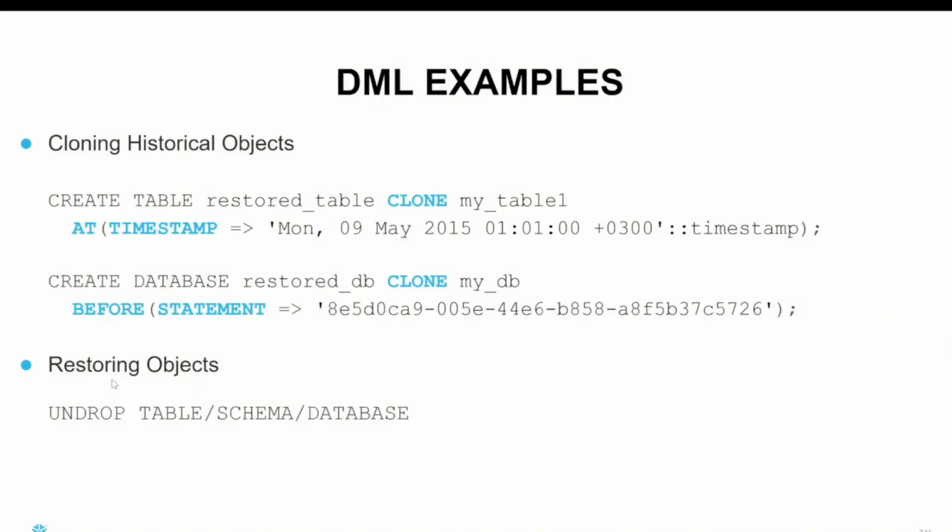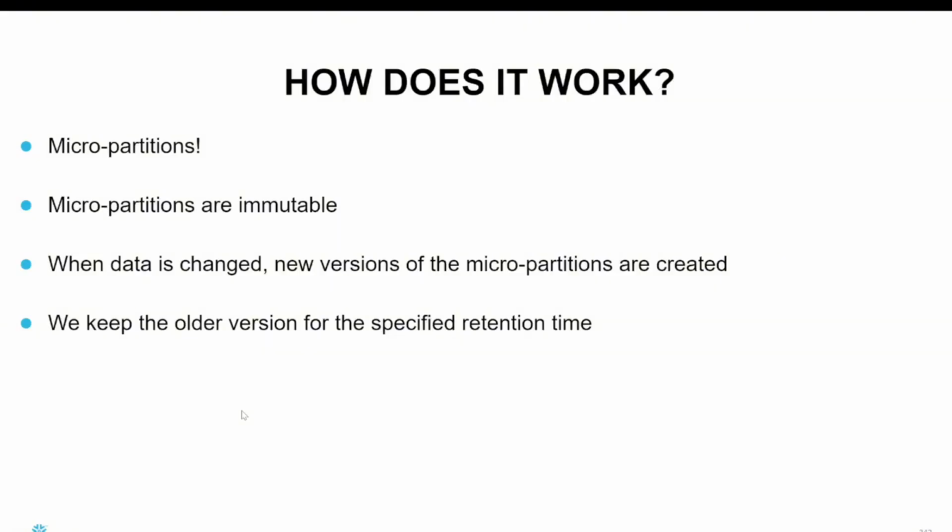Okay. If you want to restore any object, there is a simple command called UNDROP in Snowflake. If you mistakenly drop a table, schema, or database, you can instantly run an UNDROP statement on it, and your table, schema, or database will get restored into your Snowflake. And that can be done within the time retention period you have applied on these objects.